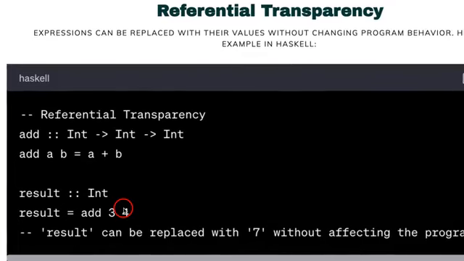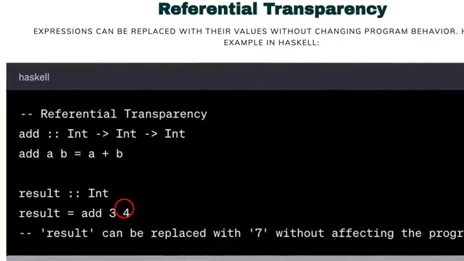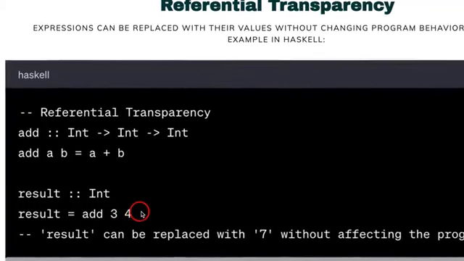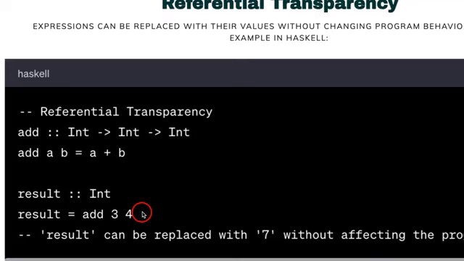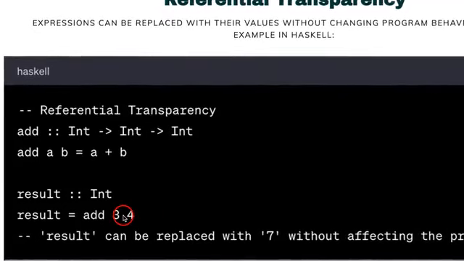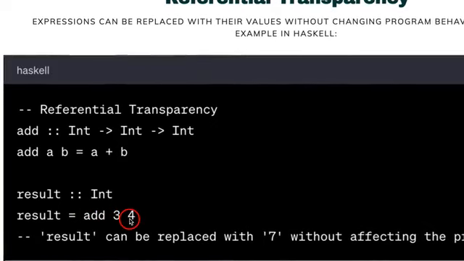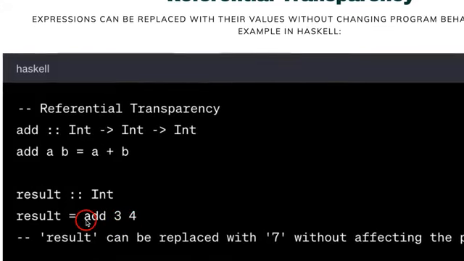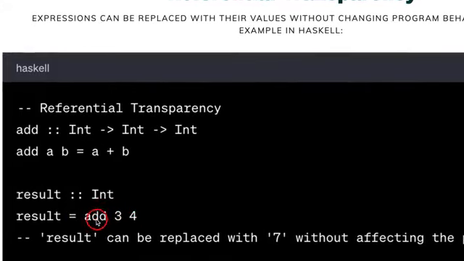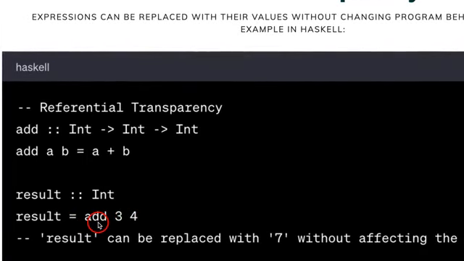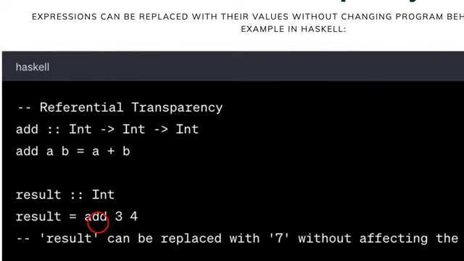Now, how referential transparency comes into the picture, let me explain. Referential transparency means that you can replace an expression with its value without changing the programming behavior. In this case the expression result is defined as add 3 comma 4, which we always know is 7. So you can replace this result with 7. Instead of add 3 comma 4, you can define result equal to 7, like this, throughout the program without affecting its behavior.